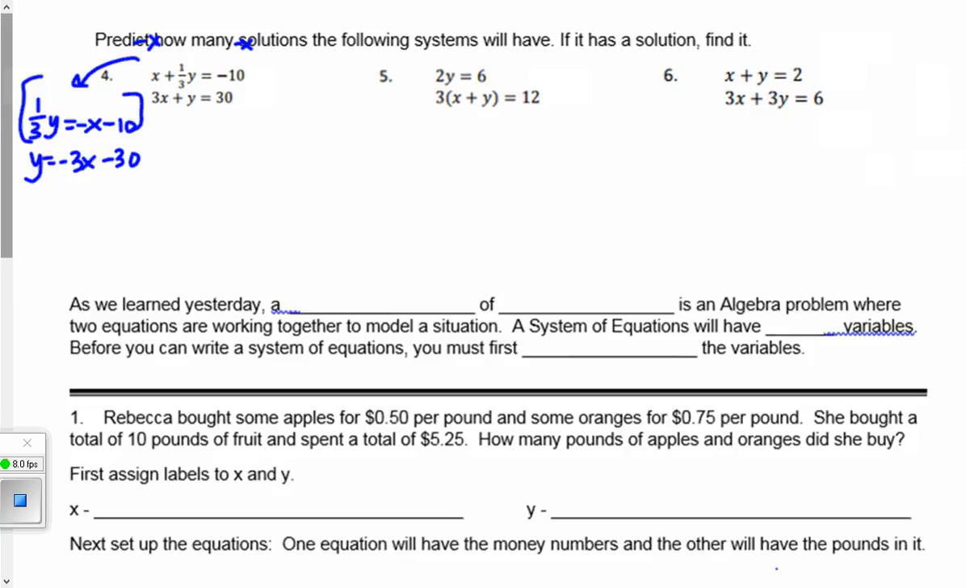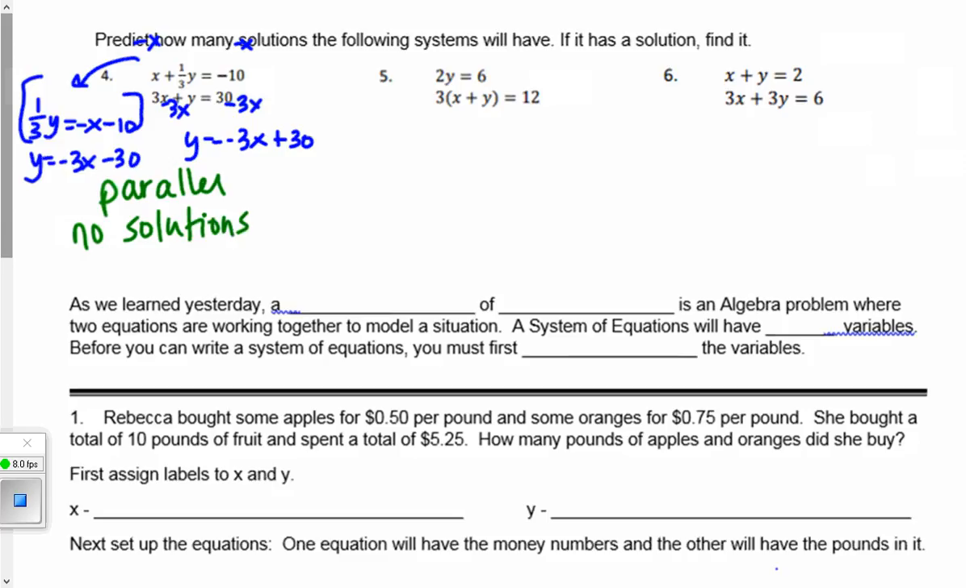Okay, second equation, I need you to move this 3x over. So I've got y equals negative 3x plus 30. Well, comparing those two equations, they have the exact same slope, but not the same y-intercept. So that means in this situation we have parallel lines, which means that there are no solutions. Okay?